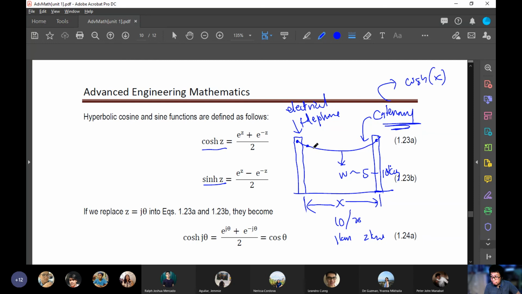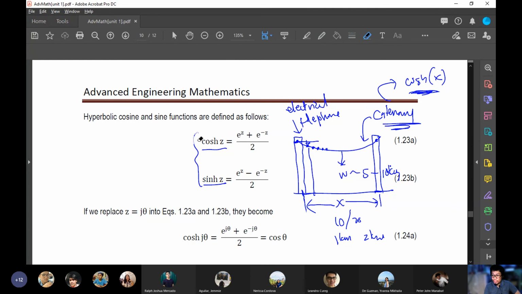So kumbaga, how low these points will be with respect to this starting point is dependent on how far this point is from here. Right? And that dependence is dictated by this hyperbolic function. Okay, so that's one application. There are other applications pa, marami pang pinag-apply nito sa ECE. You'll see that siguro pagka nagkaroon na tayo ng mga problems later on.